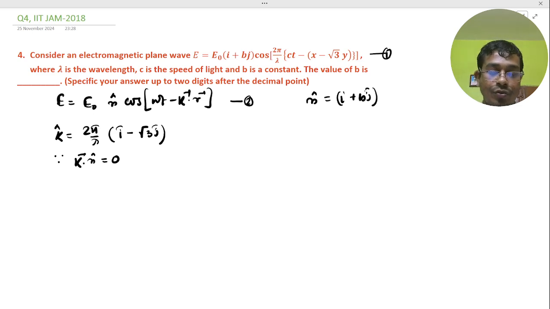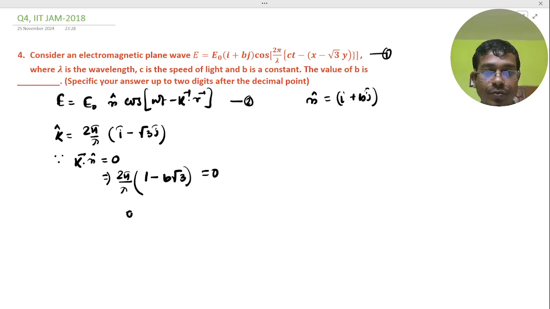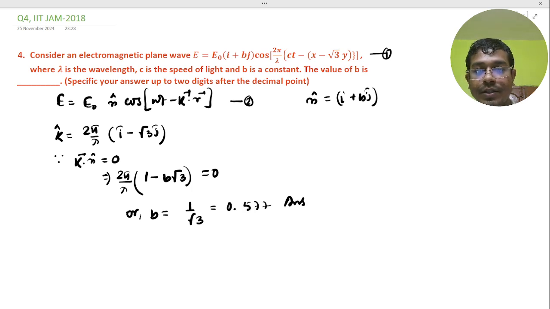The condition k dot n equal to 0 must hold in this question. Putting it here, we get 2 pi by lambda times k dot n, multiplying n and k, we get 1 minus b root 3 equal to 0, so b would be 1 by root 3, which is 0.577. This would be the answer. This is a NAT section question in IIT JAM, and you should write the numeric value 0.577.